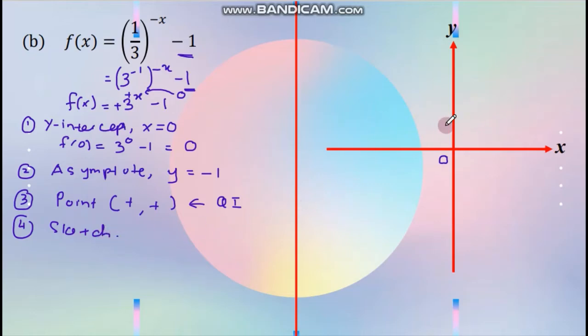Okay, so now we see when y-intercept the value of x equal to 0, our f(0) equal to 0 also, which means at the origin. And then asymptote y equal to negative 1, below the x-axis, y equal to negative 1. And then I draw a dotted line parallel with the x-axis. So, sketch using a ruler, draw a dotted line. Okay, next we identify the point. The point lies in quadrant 1. So this is quadrant 1. So let's join the point. So we join the point here.